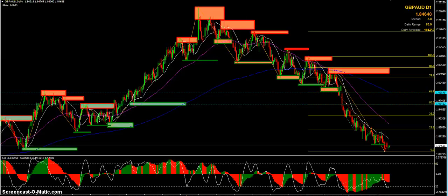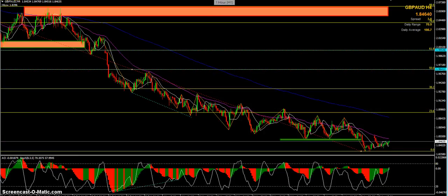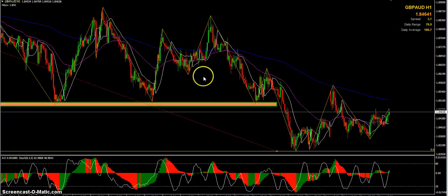So let's drop down. We've seen the 4-hour. Let's drop down to the 1-hour chart and see where we're at. At the moment, we can't see divergence, but we don't always see divergence. At the moment, it's not clear divergence, so it's very likely on the Pound Aussie we could continue lower.